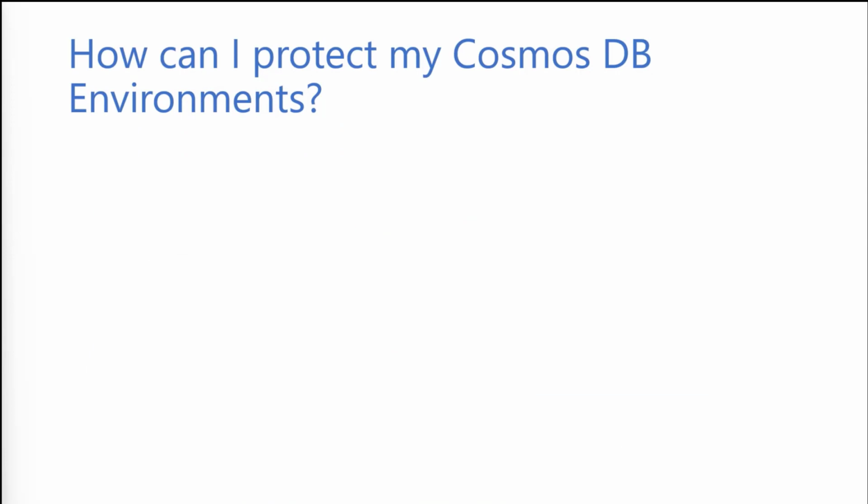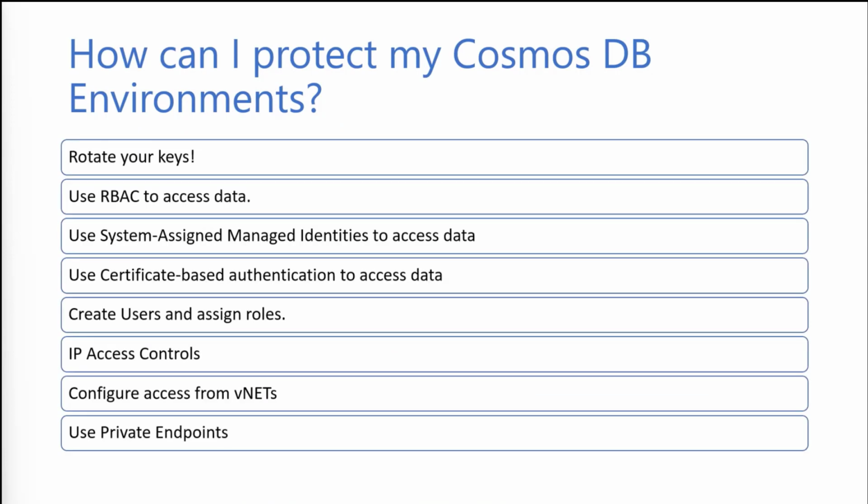So let's discuss them. The first thing you should do is rotate your primary and secondary keys. In every Cosmos DB account, you have two of these keys, and in terms of functionality, they do exactly the same thing. They're just two different keys that do the same thing. And we can rotate them using the portal or via the Azure CLI or PowerShell scripts.